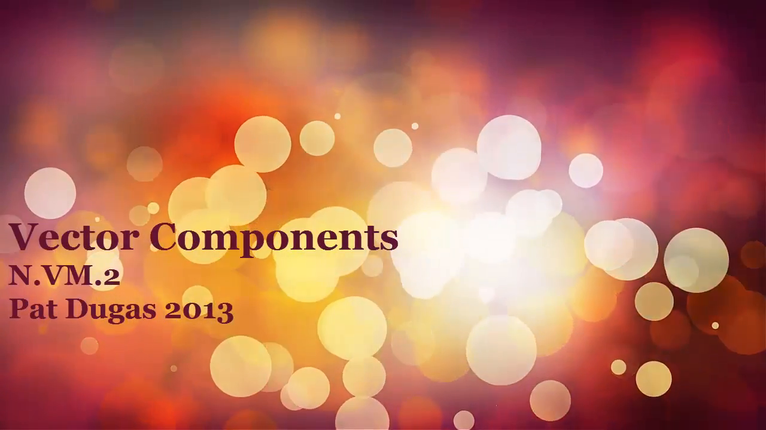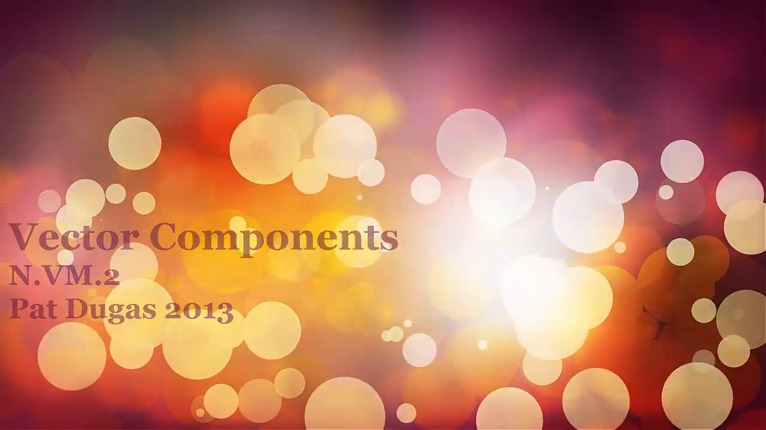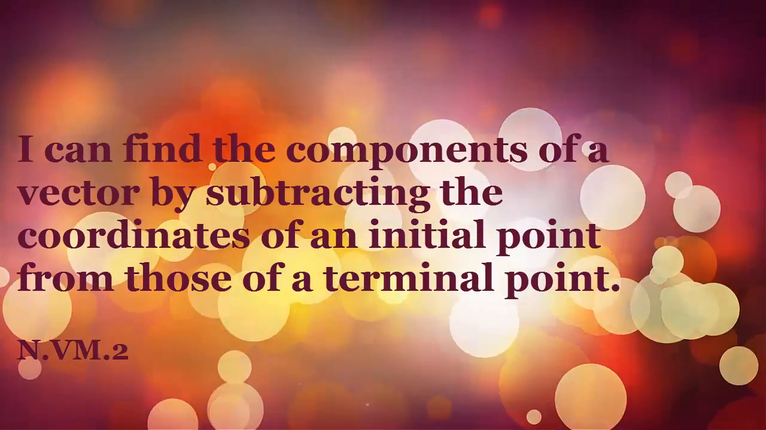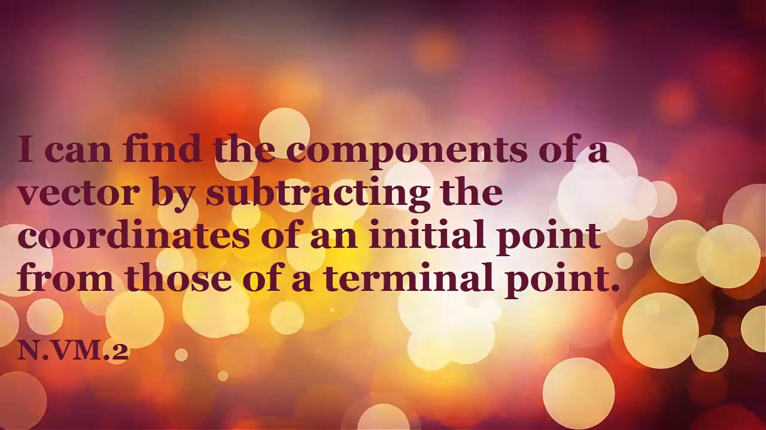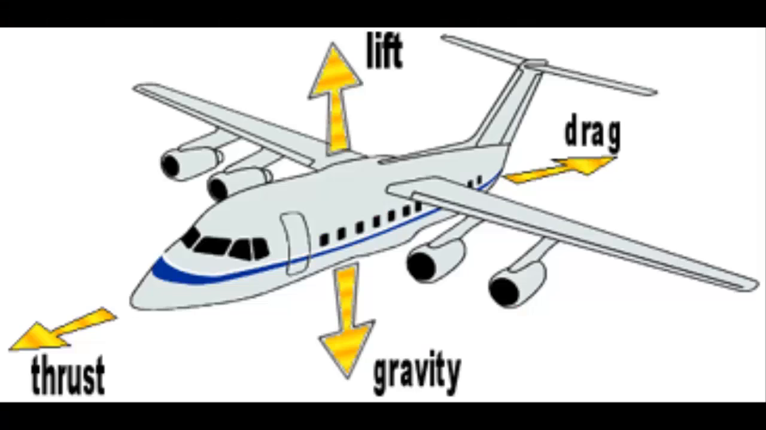We're going to find out a little bit more about vectors, being able to find the components of a vector by subtracting the coordinates of the initial point from the coordinates of the terminal point on the vector. One of the things we need to do with vectors is break them into their components, because by breaking vectors into their horizontal and vertical components, we can then combine vectors.